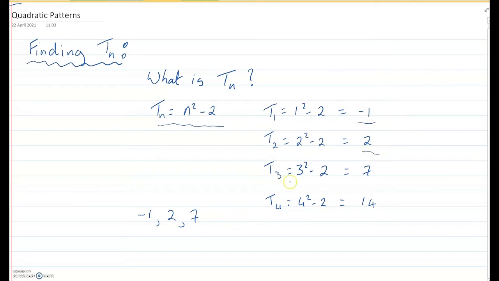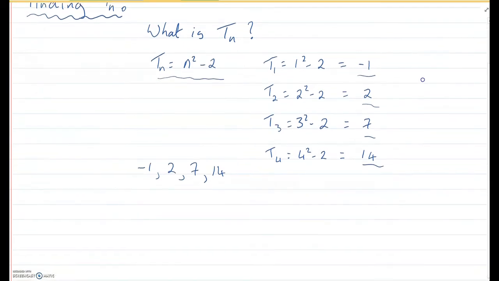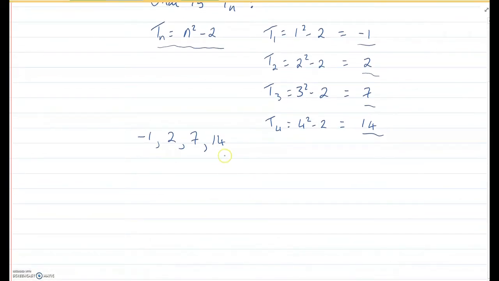The third term, t3, 3 squared minus 2. Fourth term, 4 squared minus 2, and so on. And what that gives you is a list of numbers. T1 over here is minus 1, T2 is 2, T3 is 7, T4 is 14, and I could keep going. What we're being asked at Leaving Cert is to reverse that. So they will give you the list of numbers and they will ask you to find out what Tn is. So I want to show you a shortcut that sometimes works, doesn't always, to find Tn.